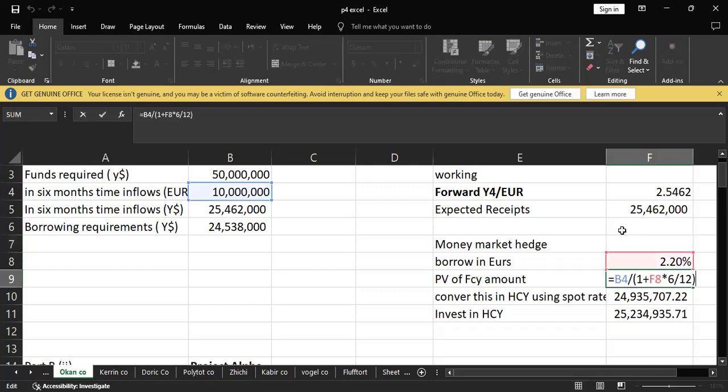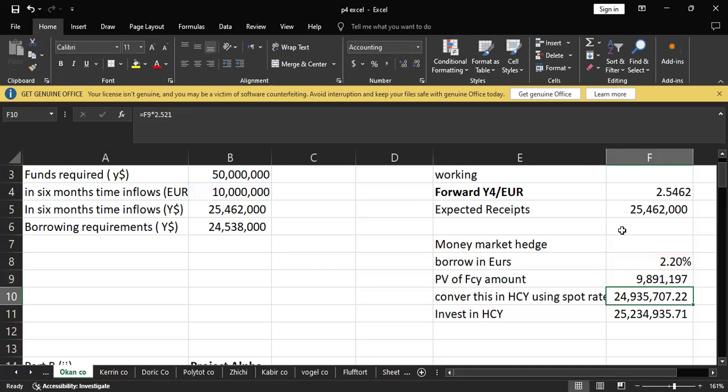See now how this is coming. Our foreign currency was 10 million euro divided by 1 plus the borrowing rate of foreign currency. What was the borrowing rate given in the question? That was 2.20, but that rate was annual. We are going to receive this money in 6 months' time, so we have 6 over 12. The 2.20 was given as an annual rate, and we have converted it into 6 months. This will be the present value of the foreign currency.